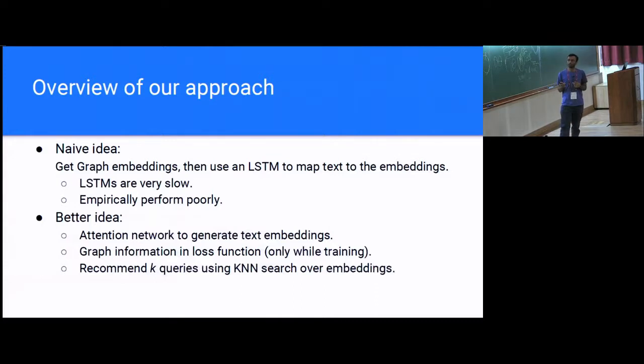So then the better approach is to use an attention network to generate the text embeddings, and the graph information is only present in the loss function, which means that it is only used while training. So the same network, we can use it during inference, and that will go from text to an embedding. And since it has learned to sort of mimic the graph, the new queries will also hopefully match the unseen graph behavior. And once we have these embeddings, we'll just use k nearest neighbor search to recommend, say, 5 queries or something.